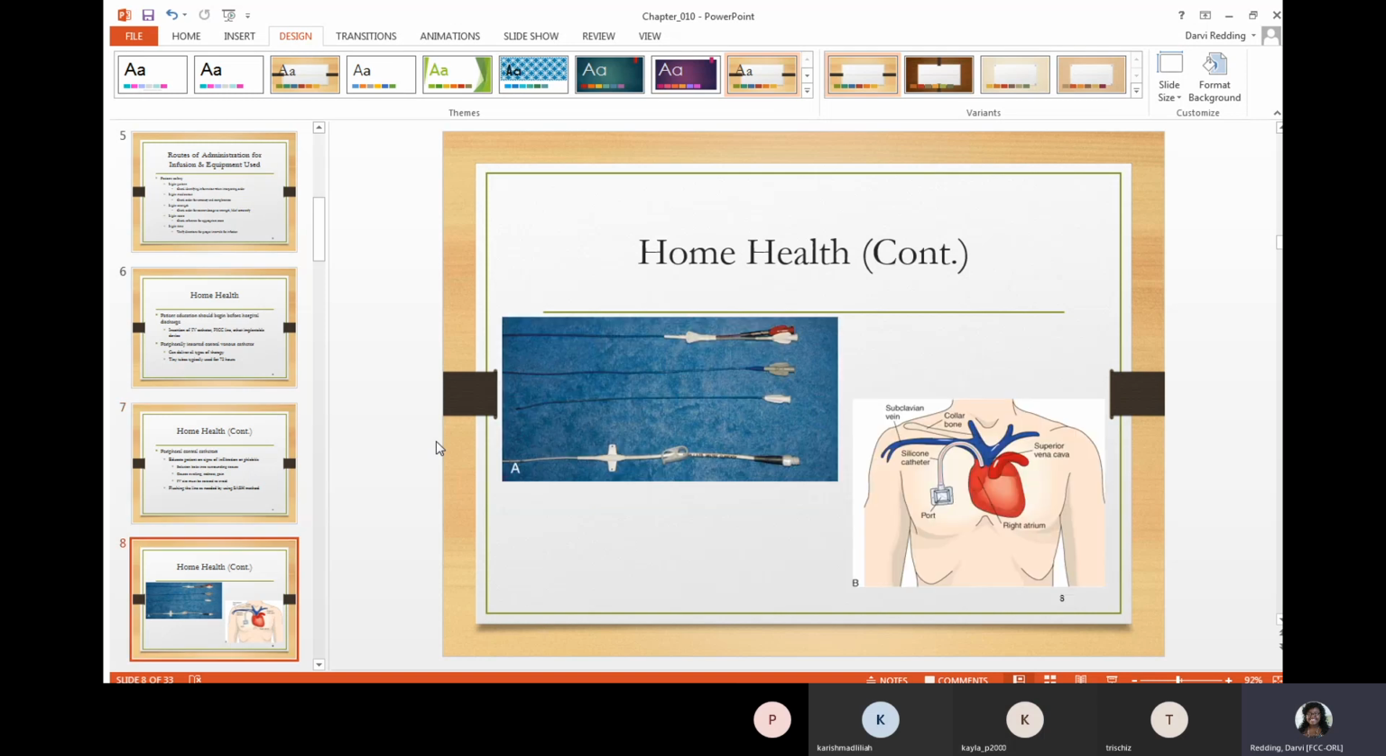So this is an example of what a PICC line looks like. I'll say that as the abbreviation. Picture A represents the PICC line, and picture B represents the central line with a Mediport. And so you'll see what that looks like up close.